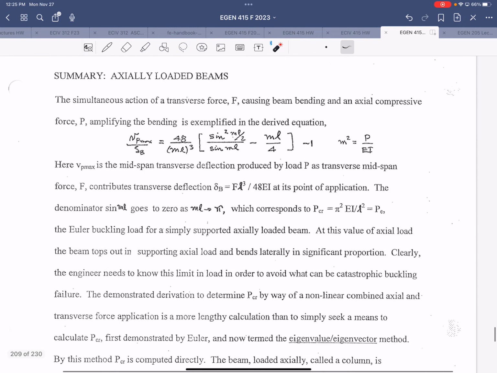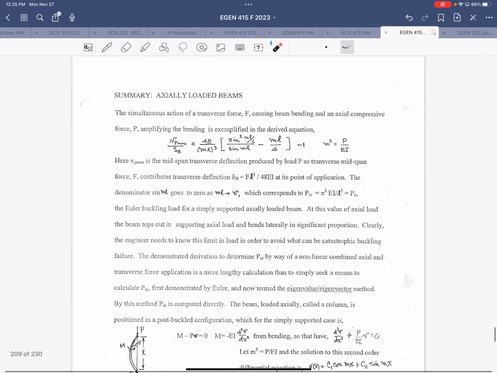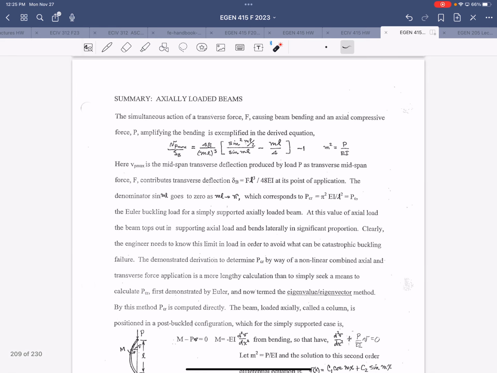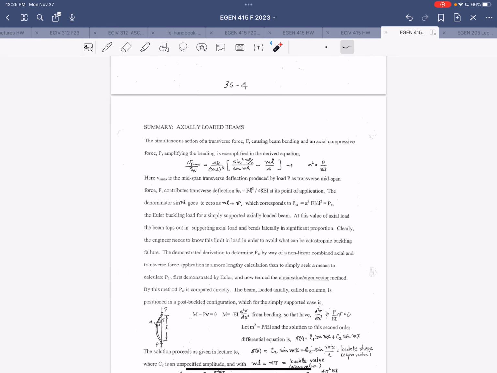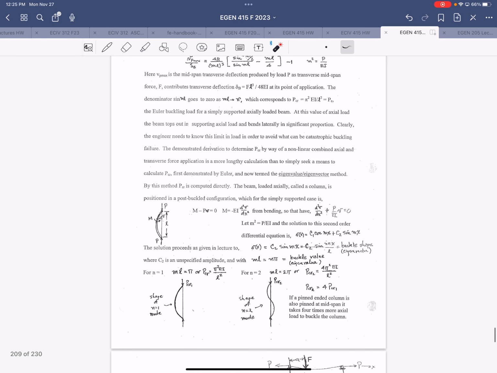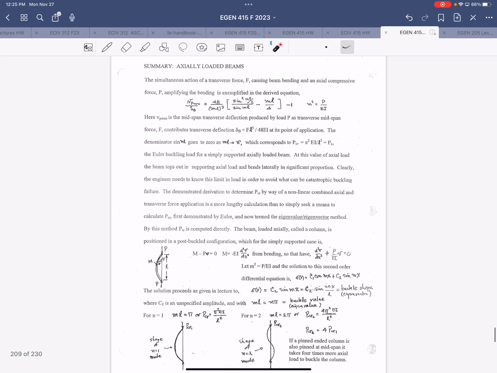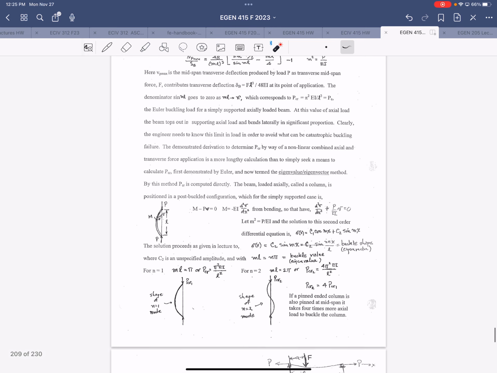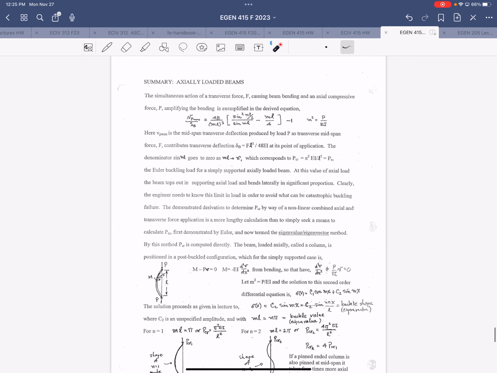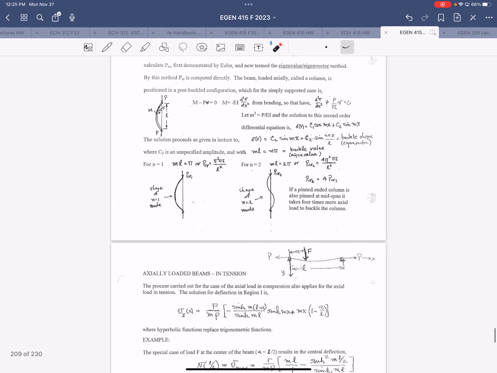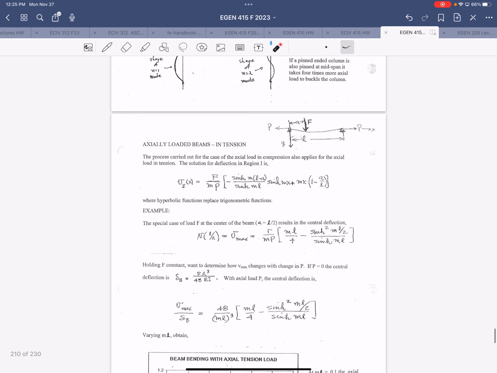So the next page, let's see. Oh, never mind, not the next page. The next page is just a text version of this lecture. Or a summary, I guess, of the lecture in text.